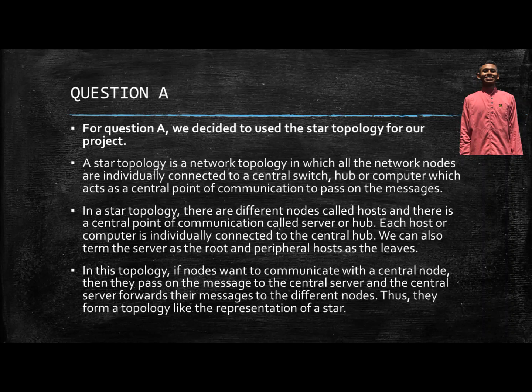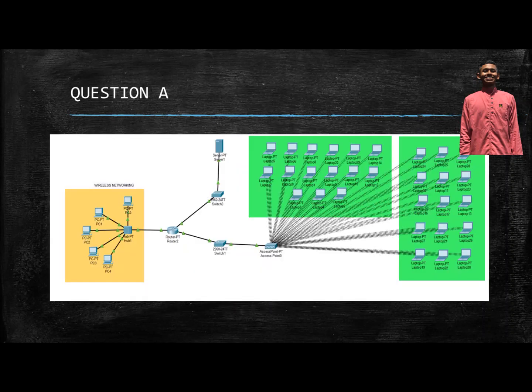We can also term the server as the root and the peripheral hosts as the leaves. In this topology, if a node wants to communicate with a central node, then it passes the message to the central server and the central server forwards the message to the different node. Thus, they form a topology like the representation of a star. This is our star topology for our project for the research garden.